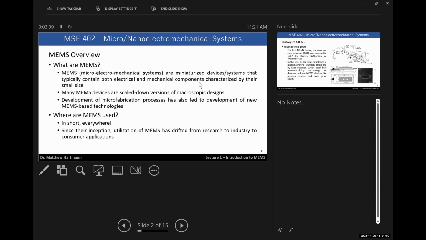Okay. That being said, the development of microfabrication processes that came along with the IC industry and the MEMS industry has also led to the development of completely new designs as well. So it's not all just shrinking down macro scale things. New technologies have emerged because of the research in this field.